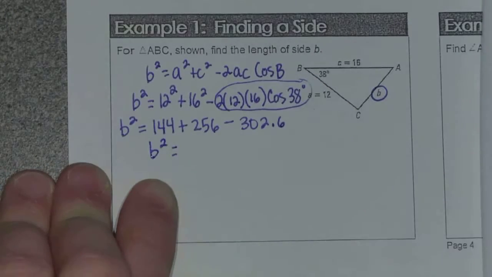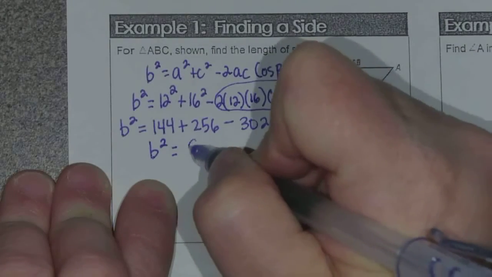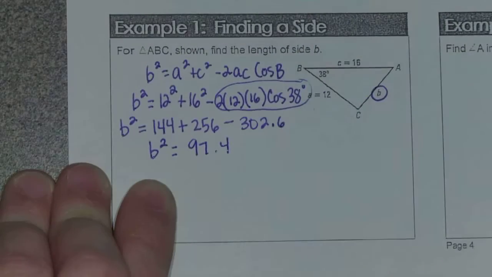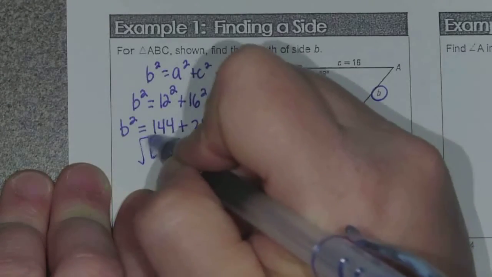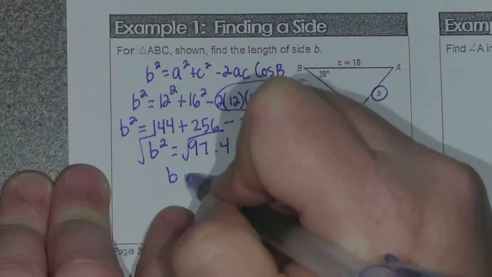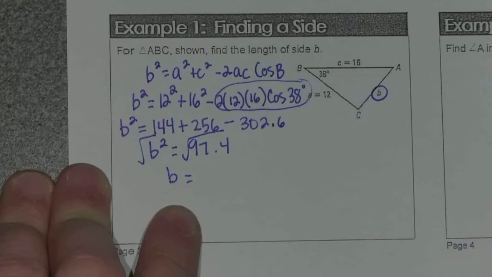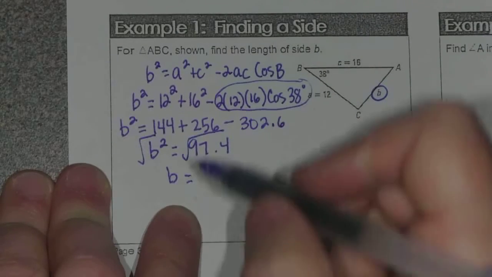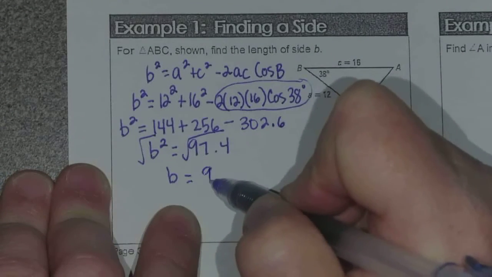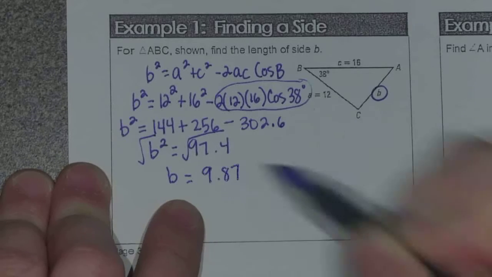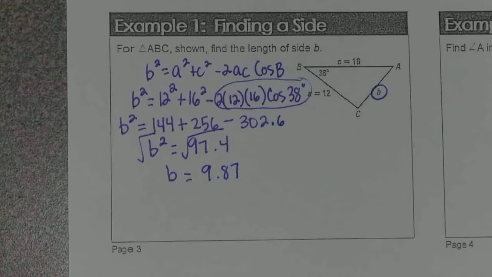B squared is equal to 97.4. What's the last step to get B by itself? Square root. So we get B equals, yeah, I got 9.87. Yeah, that's what you said, right? For the measure of side B. Okay.